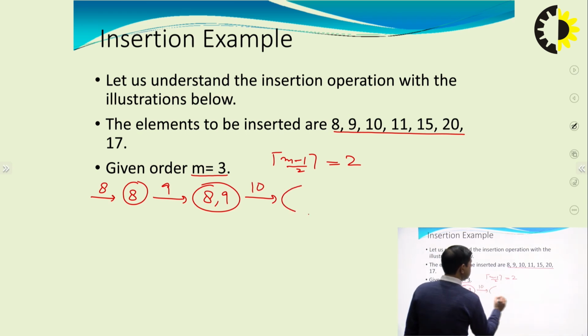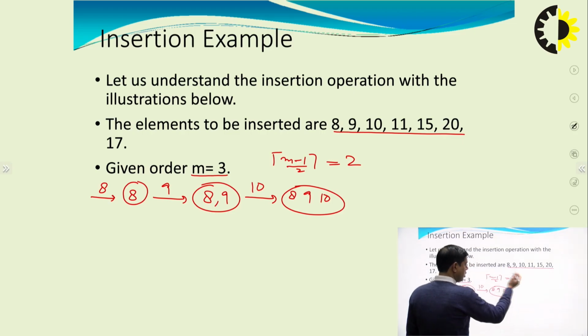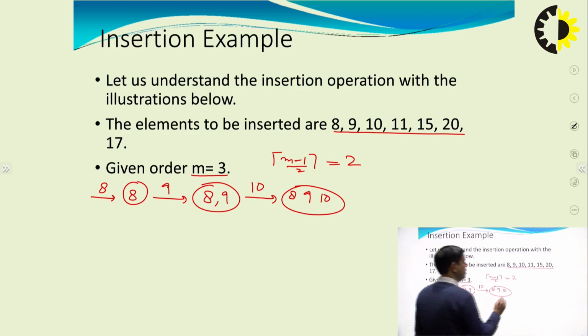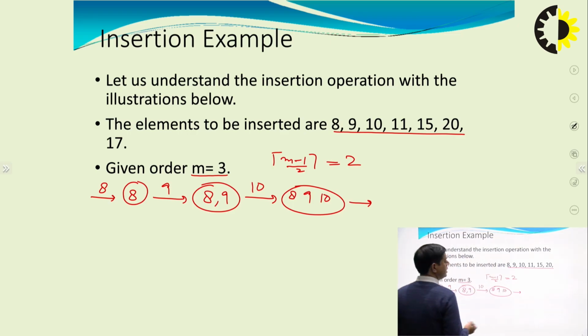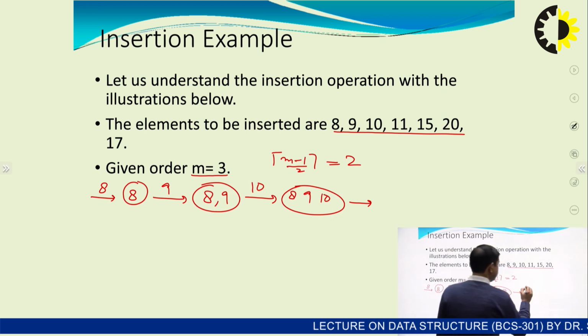If we are inserting 10, then always we have to insert the value in sorted form, in the ascending order: 8, 9, 10. But the maximum values allowed on a particular node according to the given order is 2. That means the condition is violated here. We have to split that node, and in that case the middle value will be moved to the root, the left value will be the left child and the right value will be the right child. That means it will be like this.